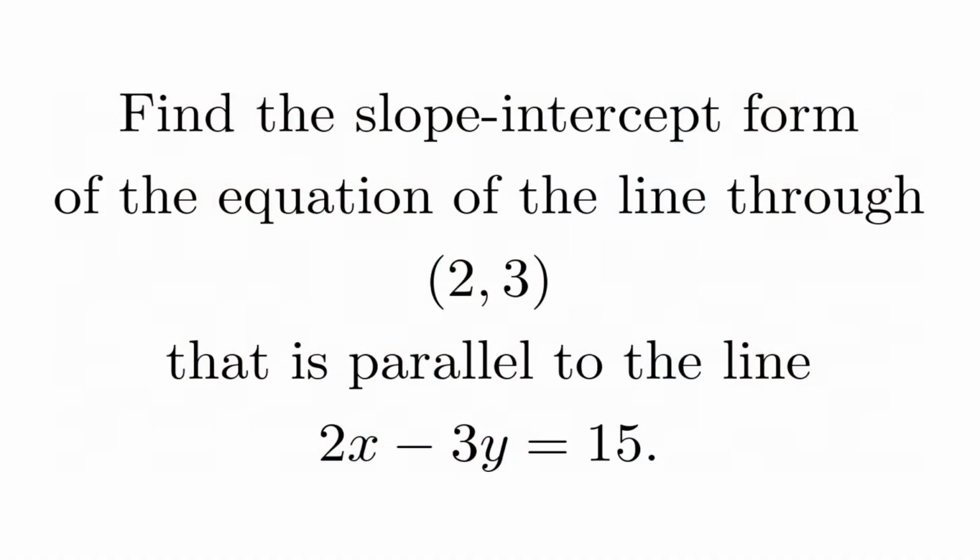Welcome to Trigonometry. In this video, we're going to do some homework problems that have to do with lines in the plane. The last problem that we're going to tackle today is we want to find the slope-intercept form of a line through the point (2, 3) that is parallel to the line given by 2x minus 3y equals 15.